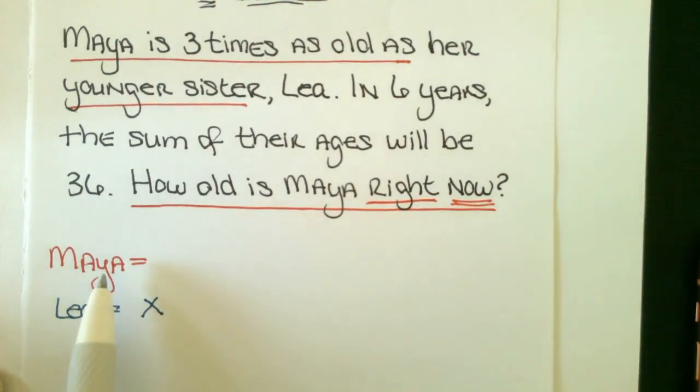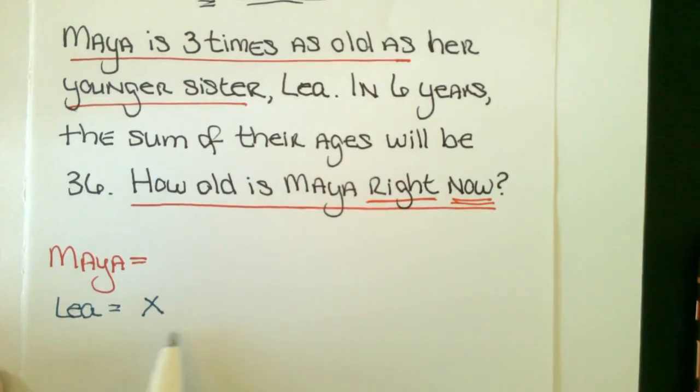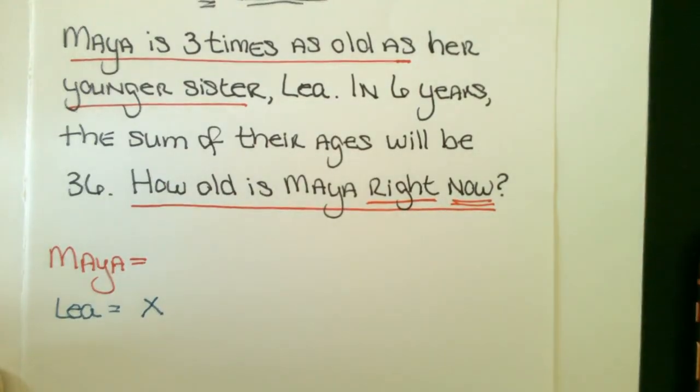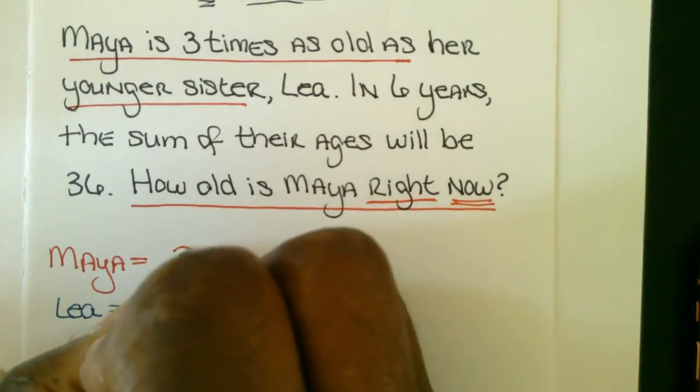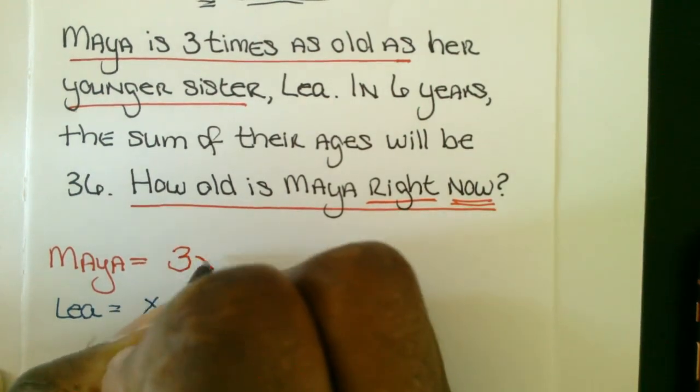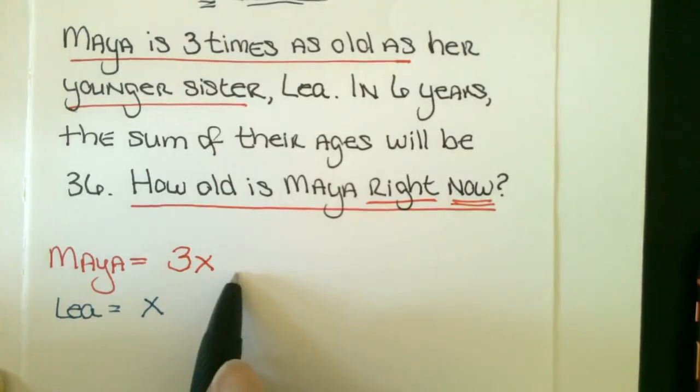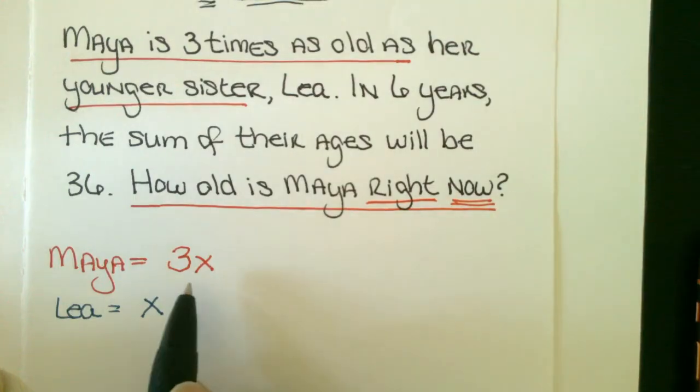So if we're saying that Maya is 3 times as old as her sister, that means Maya has to be 3 times x. And we're not going to write 3xx, because that's wrong. We don't need the x to represent the multiplication. Just by not having the plus or the minus sign between the 3 and the x, boom, we got that.